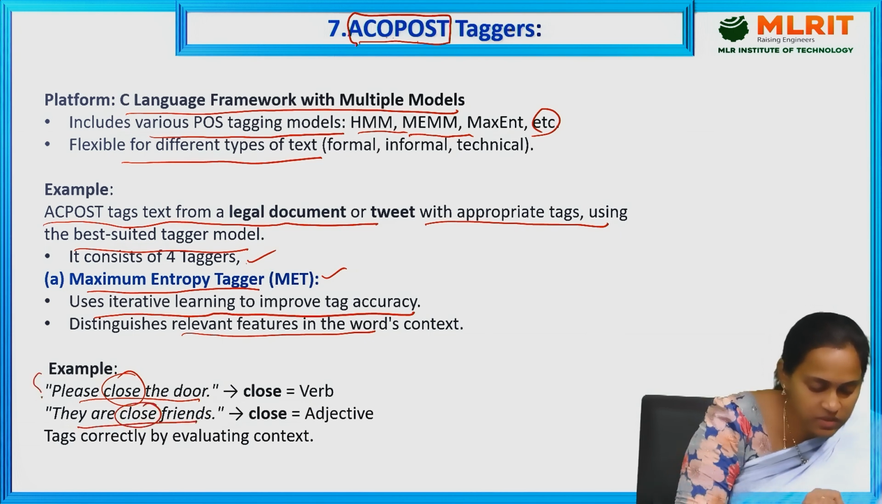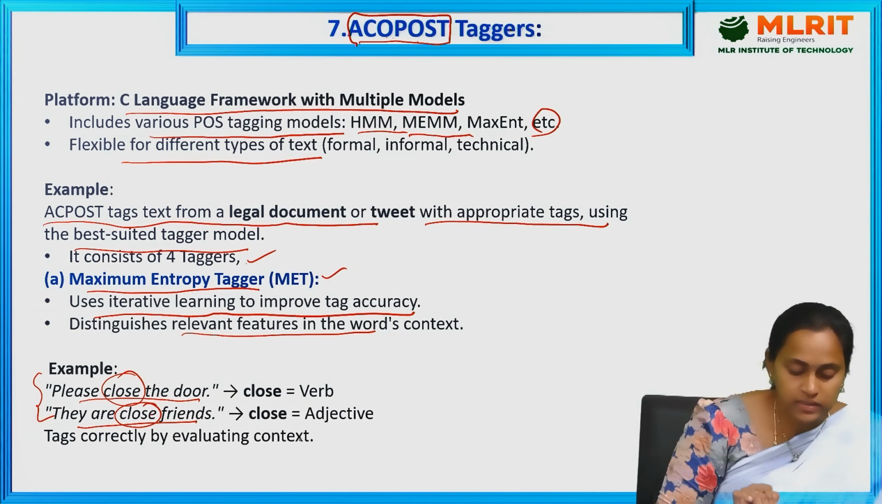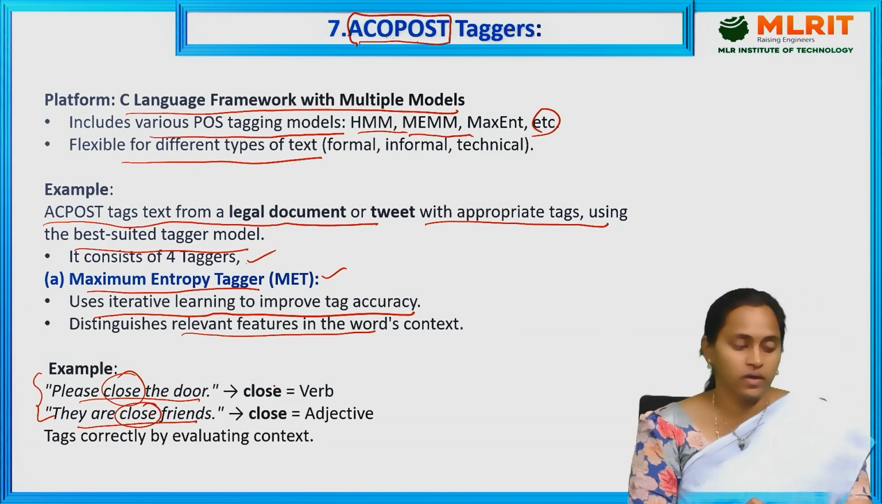See the comparison between the two uses of close. In the first sentence, close acts as a verb. In the second sentence, close acts as an adjective, because tags are correctly evaluated from the context.